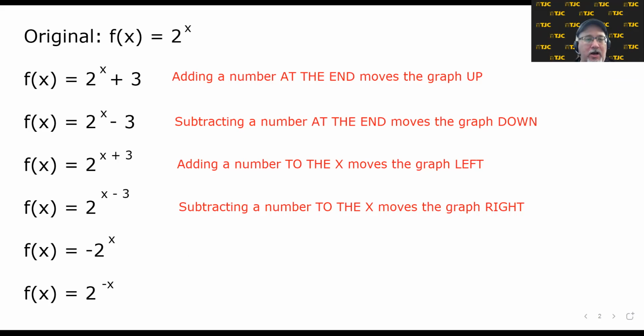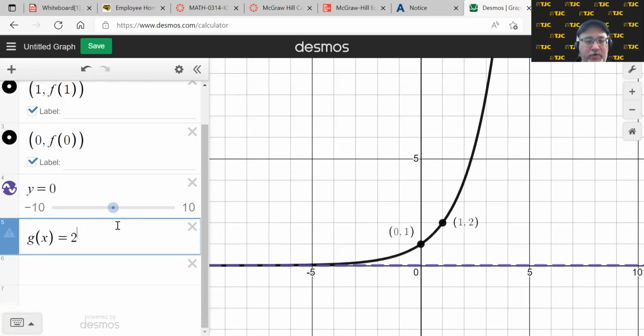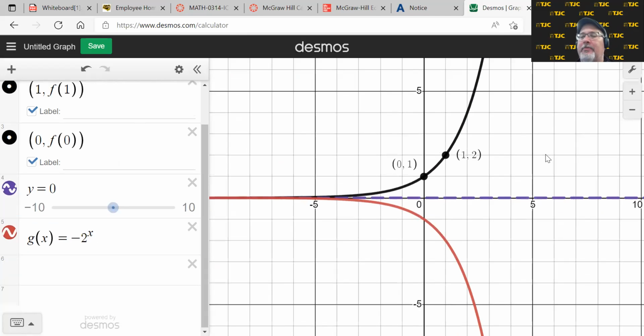All right, let's take off all this slider stuff. We don't need it anymore. Just put an x up there. And let's stick a negative in front of the function. And sure enough, it turned it completely upside down. Took the mirror image across the x-axis. This is what's known as a reflection, like in a mirror.